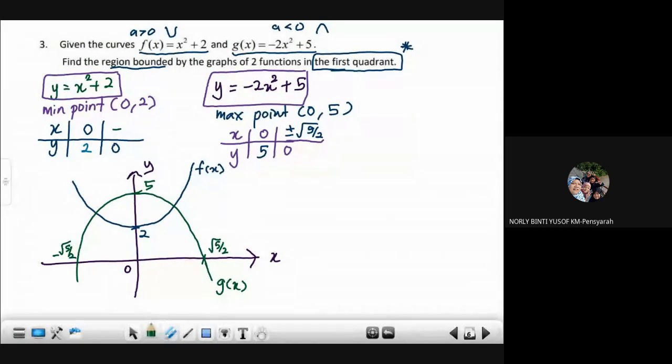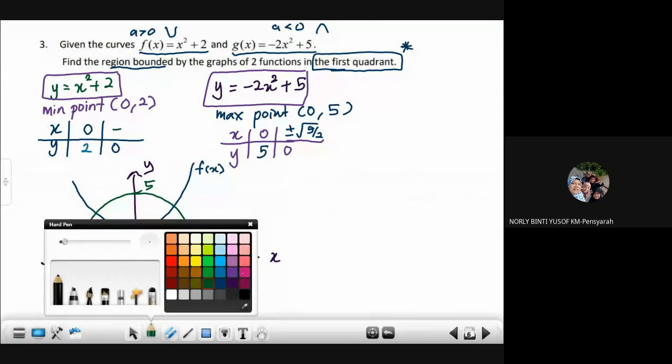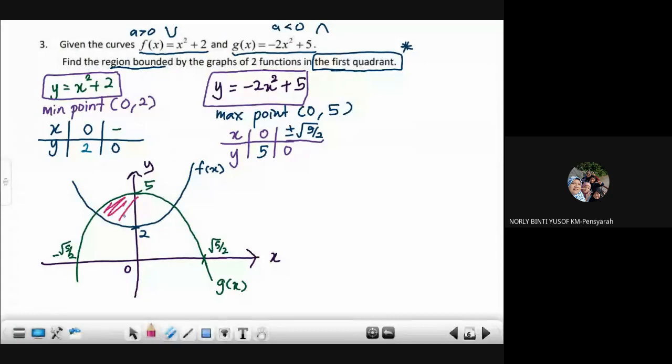Dia nak region bounded kan. So region bounded memang nampak lah kat sini. Ni lah region bounded you asal. Betul tak? Tapi you kena tengok kat sini. Dia dah cakap tadi dia nak dalam first quadrant. So bila first quadrant, area tu hanya di sini sahaja. So kena hati-hati baca soalan tu. Tak seronok kan nampak area, oh so, terus buat area bounded kat situ.